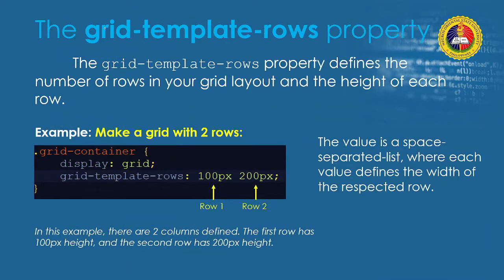So that is the grid template columns. Next, the grid template rows property. The grid template rows property defines the number of rows in your grid layout and the height of each row.